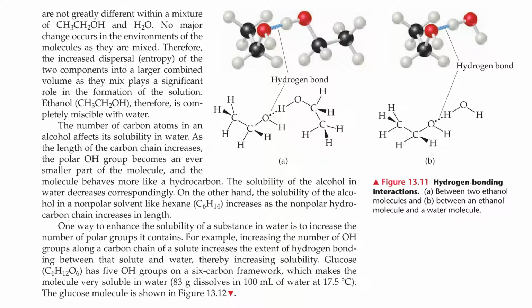One way to enhance the solubility of a substance in water is to increase the number of polar groups it contains. For example, increasing the number of hydroxyl groups along the carbon chain of the solute increases the extent of hydrogen bonding between the solute and water, thereby increasing solubility. Glucose has five hydroxyl groups on a six-carbon framework, which makes the molecule very soluble in water.